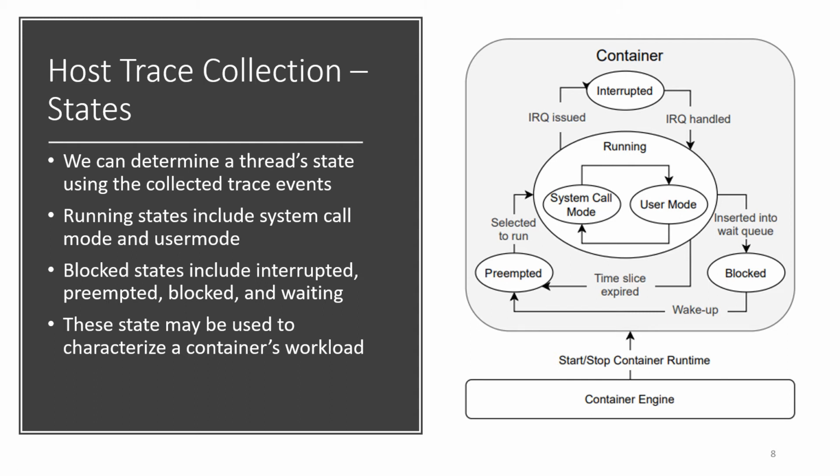These states may be used to characterize a container's workload. For example, if we see an abnormally high level of preemption, this may be indicative of a CPU-intensive workload. If we see a lot of block states, this may be indicative of, say, an I/O-intensive or network-intensive workload, which is why we extract them for our analysis.